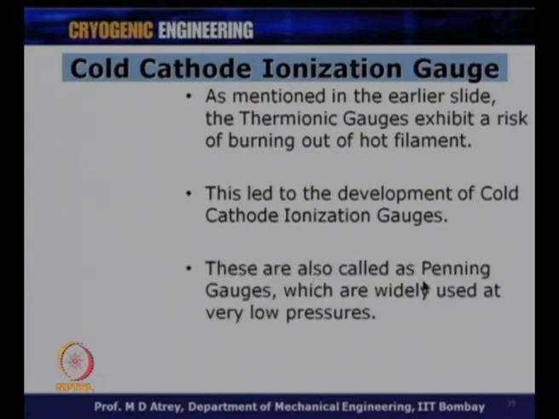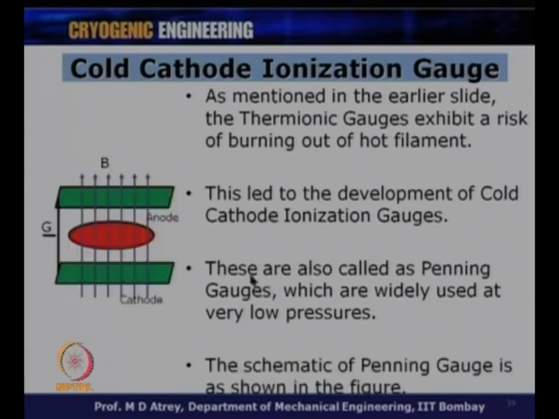These are also called penning gauges, which are widely used at very low pressure. Every device which wants to reach a pressure of 10^-6 to 10^-7 will have a Pirani gauge and penning gauge as a combination, Pirani-penning. Pirani will measure the pressure up to 10^-3, while from 10^-3 to 10^-7, Pirani will not be used and the penning gauge will be used. Generally, these two gauges come on every machine, every vacuum equipment.